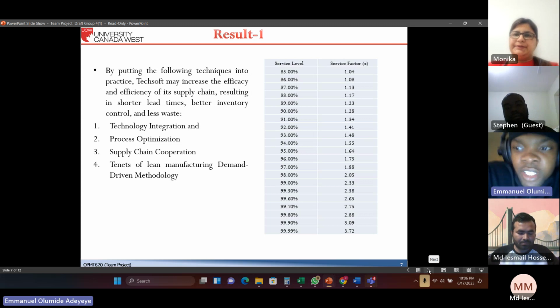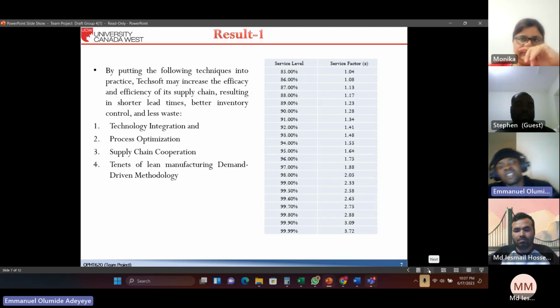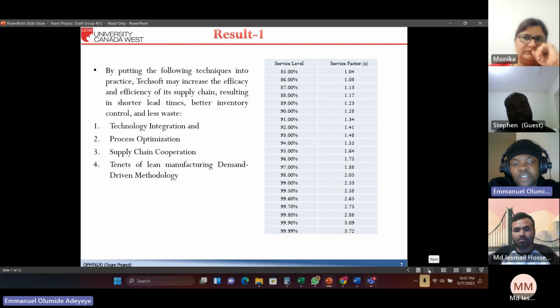So I'll be looking at the results, like result one. From putting the following techniques into practice, we've seen that TechSoft may increase the efficiency of its supply chain, resulting in shorter lead time, better inventory control, and less waste through technological integration, process optimization, supply chain cooperation, and an attempt at lean manufacturing and demand-driven methodologies.